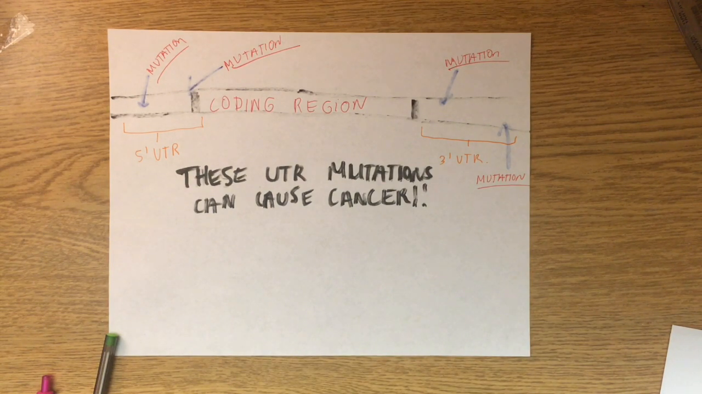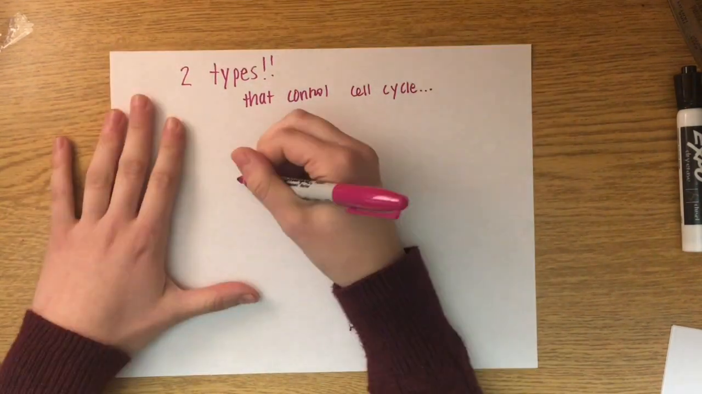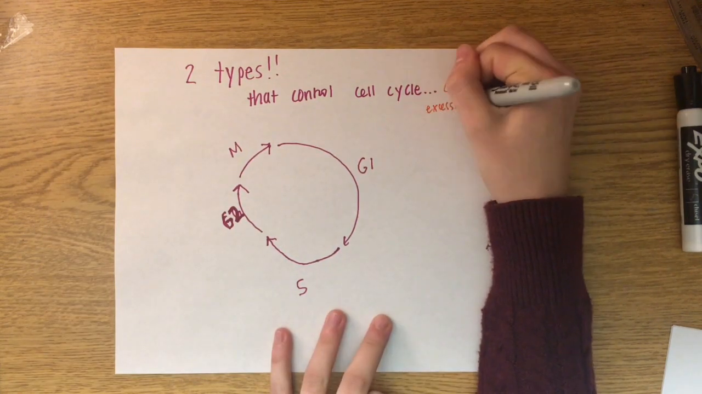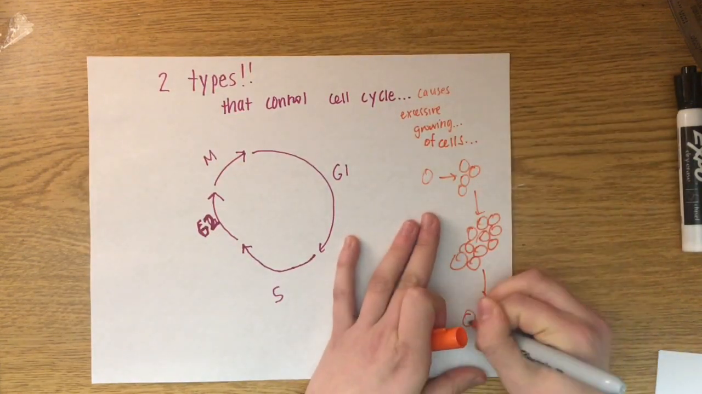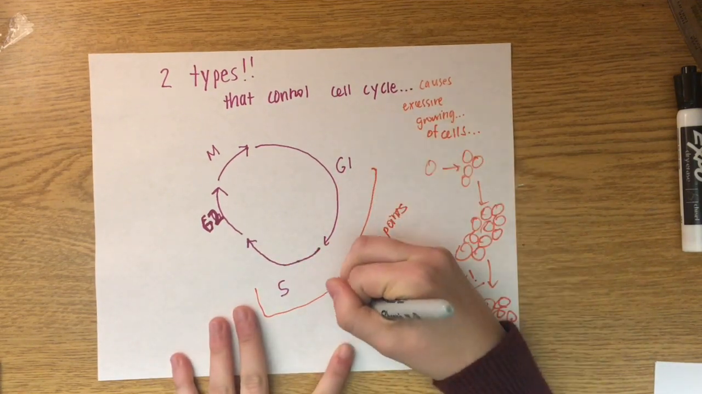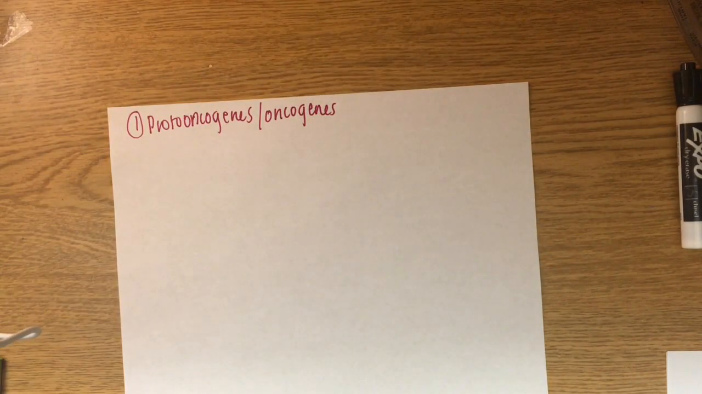So, what mutations in genes are involved in cancer? There are two types of genes that control the cell cycle that can get mutated for a cell to become cancerous. Manipulation of these genes can cause excessive growing by preventing apoptosis, speeding mitosis up, or passing checkpoints prematurely. The two kinds of genes are called proto-oncogenes/oncogenes and tumor suppressor genes.